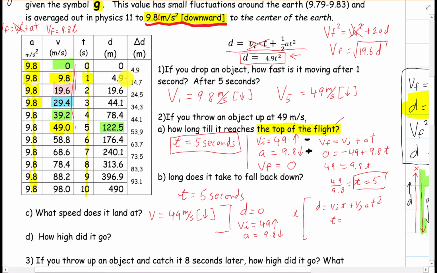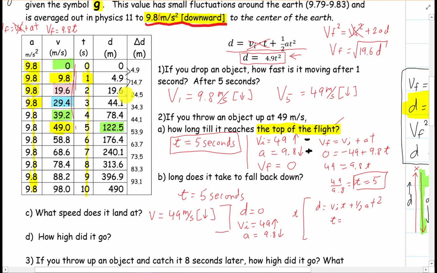After 1 second, it fell 4.9 meters. After 2 seconds, it fell 19.6. After 3 seconds, it falls 44.1. How much did it fall each second, though? So I subtracted these two. 4.9 subtract 0 is 4.9. 19.6 subtract 4.9 is 14.7.